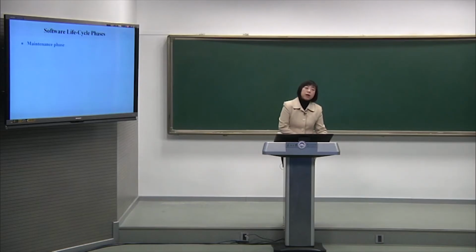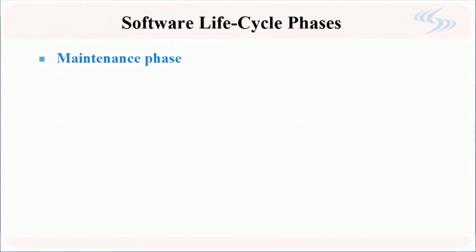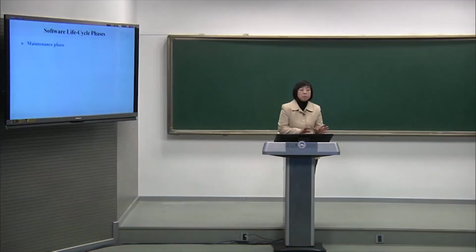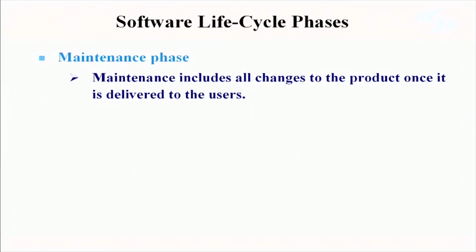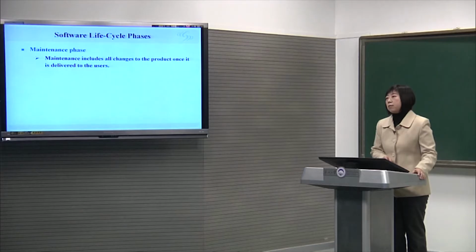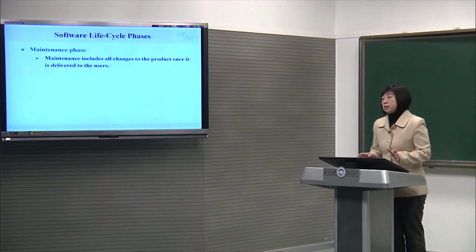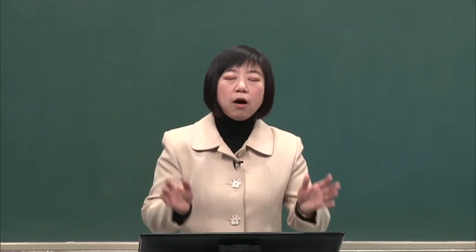So after the software has been coded and tested as a whole, and then the software will be delivered to the users. And from then on, the software entered the phase of maintenance. Well, maintenance will include all changes to the product once it is delivered to the user. No software is perfect so far. Actually, we have given the example of the failure of Windows and Office and so on. So you can see that there's always some problem with the software. Okay? So software needs maintenance.